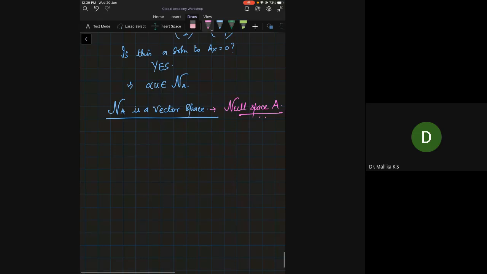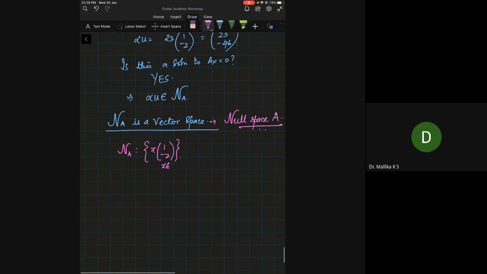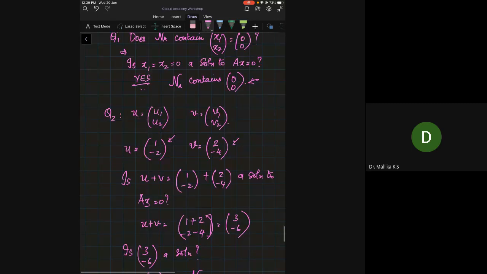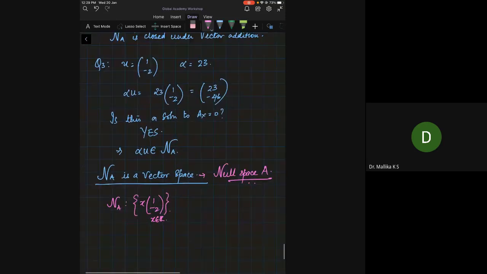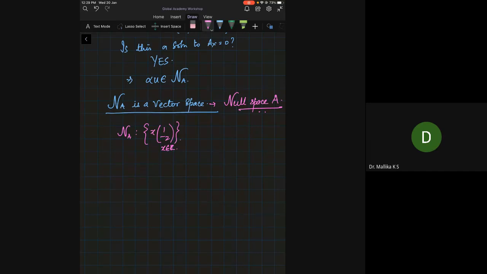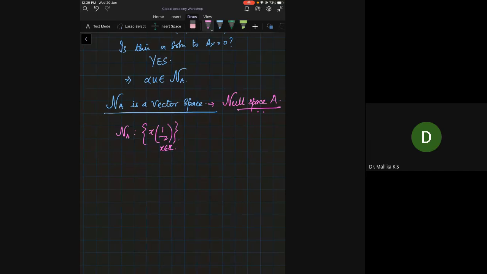Can you tell me what is the null space of A for this particular A? This is the set of points which are on the line through (1, minus 2). Is that right? That's what we said, no? (1, minus 2), (2, minus 4), (3, minus 6), (23, minus 46). Any multiple of this (1, minus 2) will be a solution to Ax equals 0. Is that right? Yes, sir. Now the question is, what is the geometry of Na?